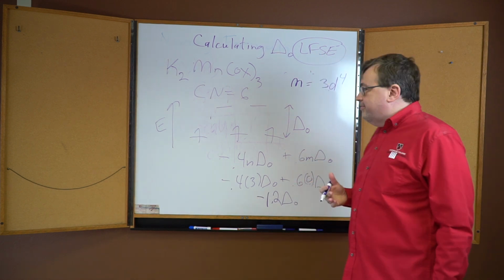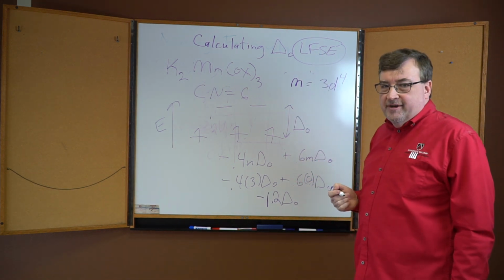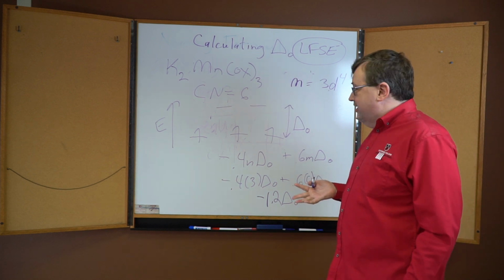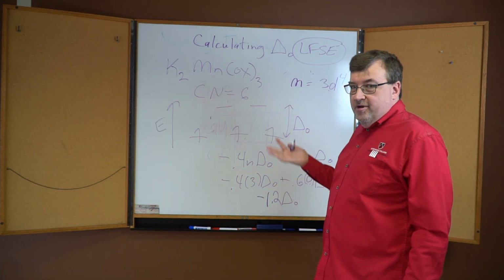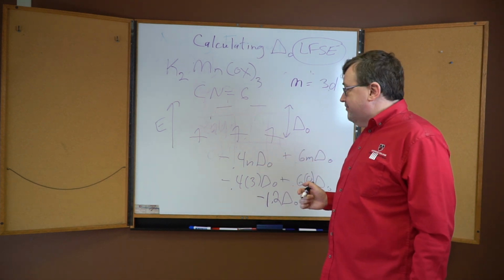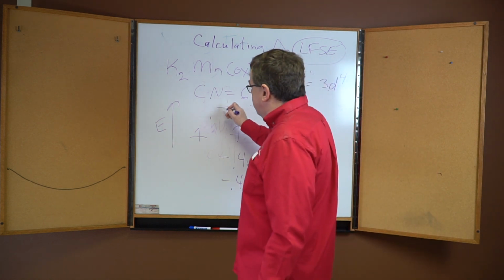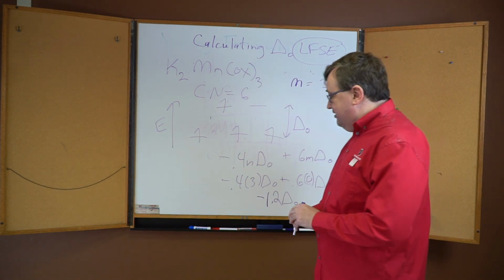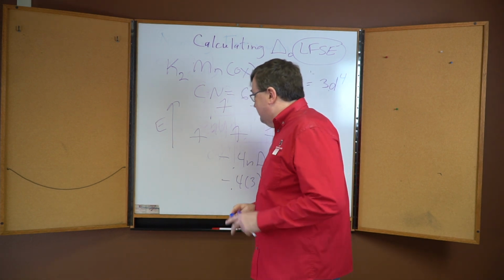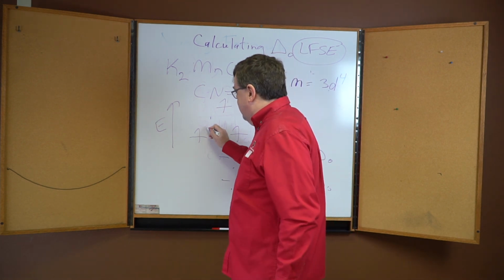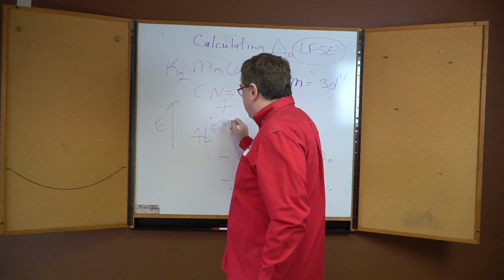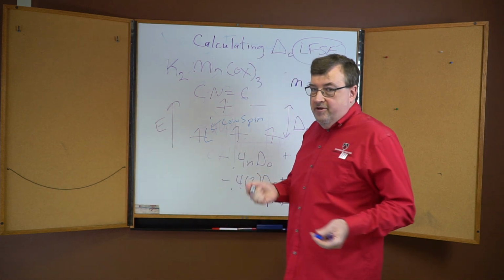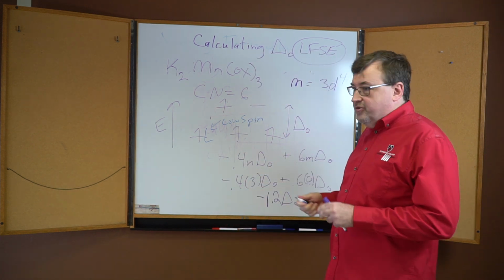What if I had a 3d4 system? Well, then we have to consider the question, is it going to be high spin or low spin? High spin will be up here. And low spin you'd pair up and then do the same sort of calculation.